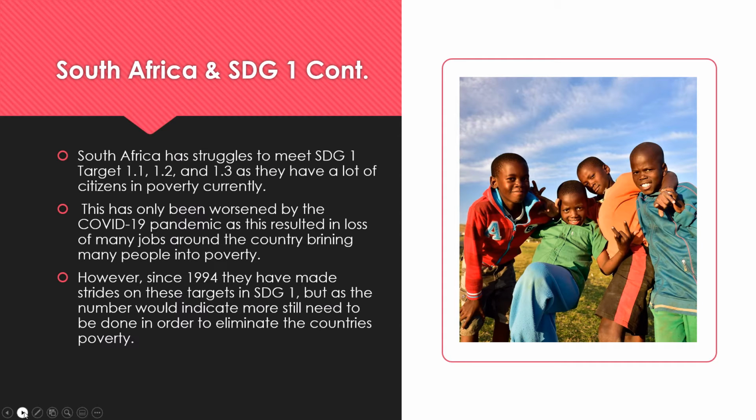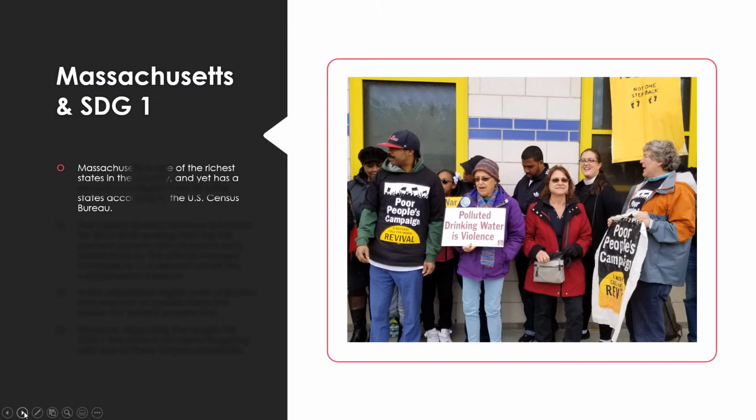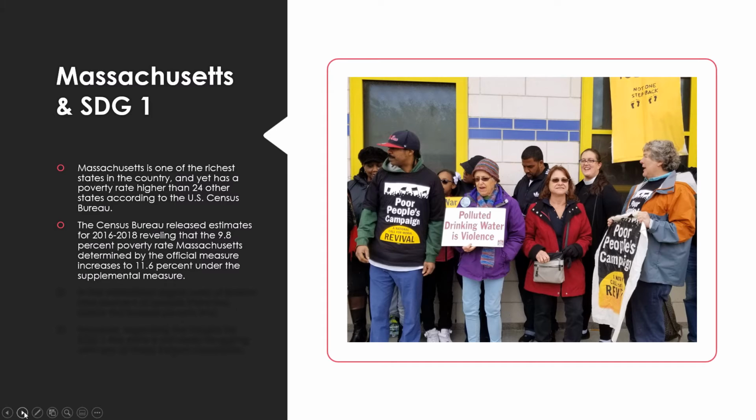Now, on to Massachusetts with SDG 1. It's a little bit different here, as Massachusetts is one of the wealthiest states in the union, but has more poverty than 24 states. And as you can see on the supplemental scale, 11.6% of the population is in poverty. Now, this is a decrease from 2009 to 2011, which was 13.7%. So that's somewhat of a positive.